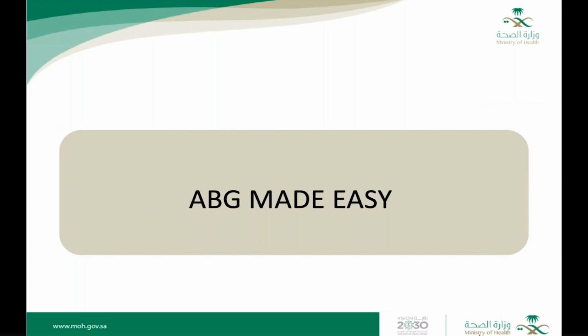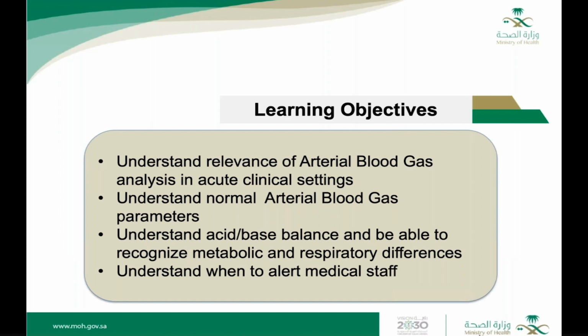Okay, in this presentation, we talk about the arterial blood gas. At the end of this presentation, you will understand the reference of arterial blood gas analysis in acute clinical setting. You'll understand the normal arterial blood gas parameters, understand the acid-base balance, and be able to recognize metabolic and respiratory differences. And finally, understand when to alert or to notify medical staff.